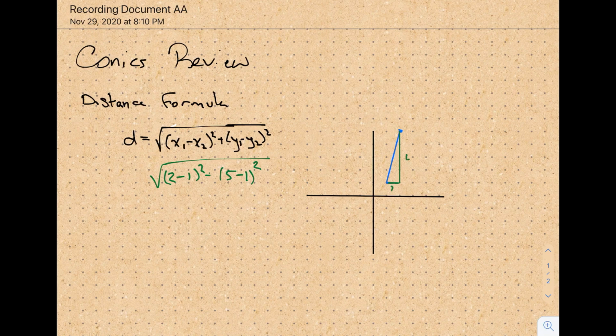So 2 minus 1 simplifies to 1. 5 minus 1 reduces to 4. So we've got 1 squared plus 4 squared. So we're looking at the square root of 17. This is a little bit more than 4, but that's the distance between these two points. We used the distance formula to develop the formulas for a couple of our conic sections, but we'll come to that in a second after we review our next topic, which is completing the square.